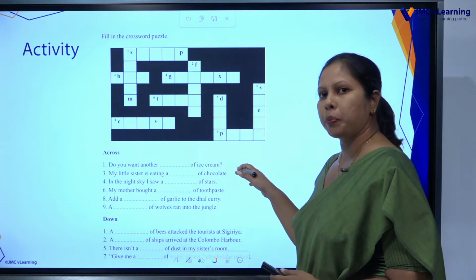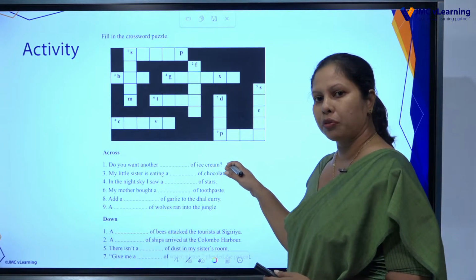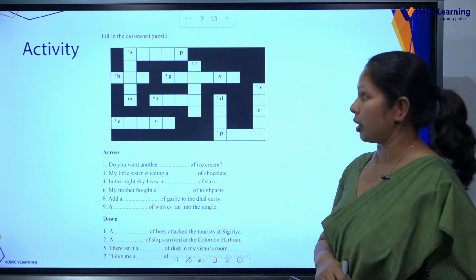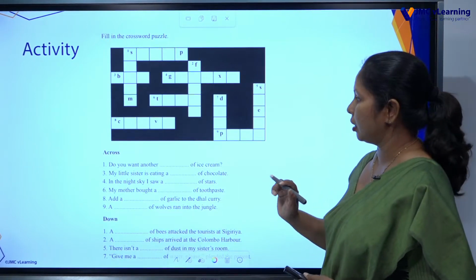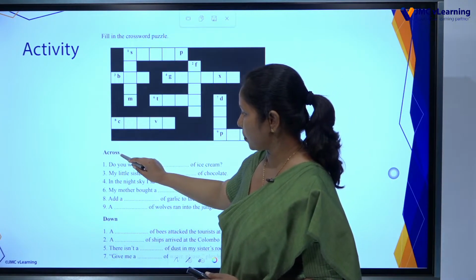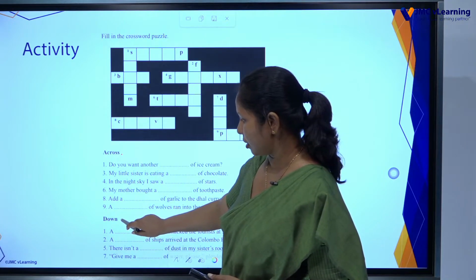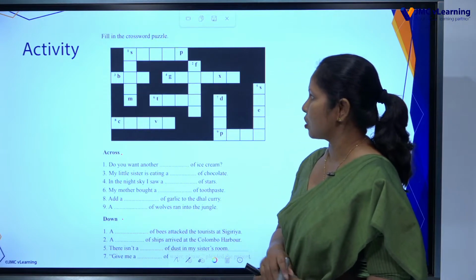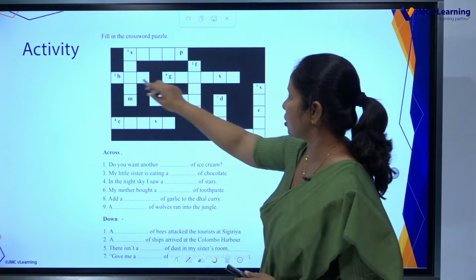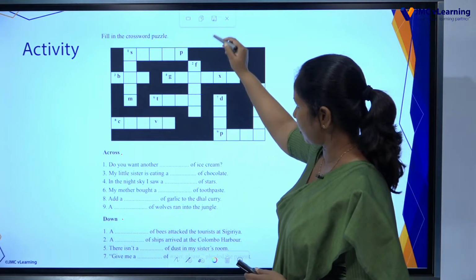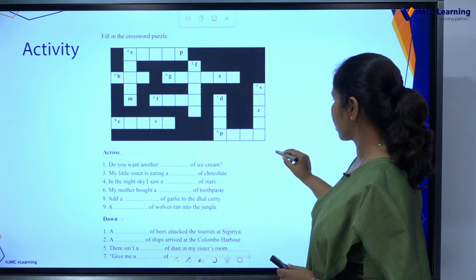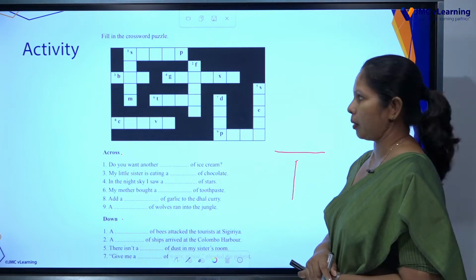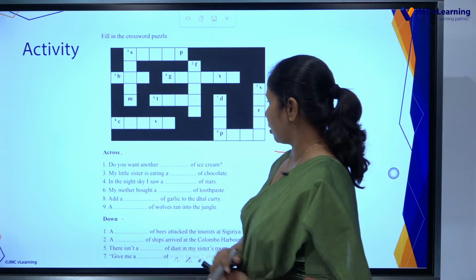In this crossword puzzle, you need to fill it with collective nouns. Before we go to the first one, I want to say there are two types, across and down. Across is this way, and down is this way. Okay, so we'll go to the first one.